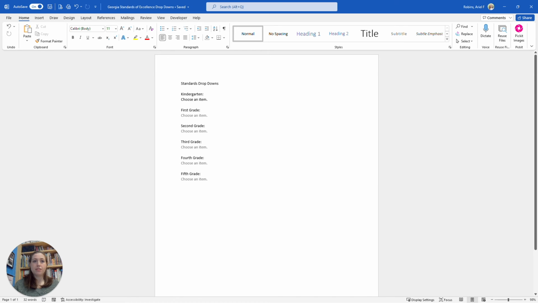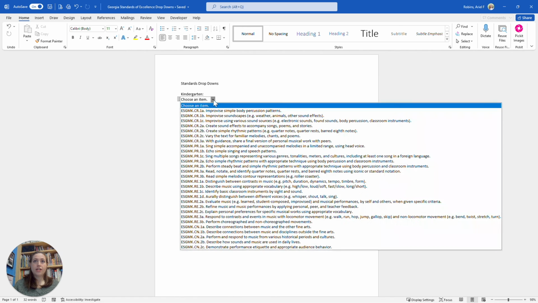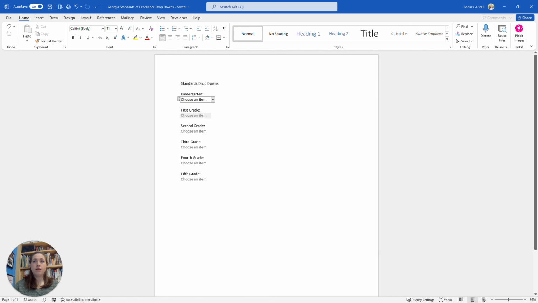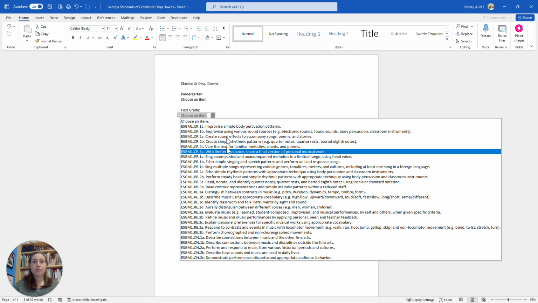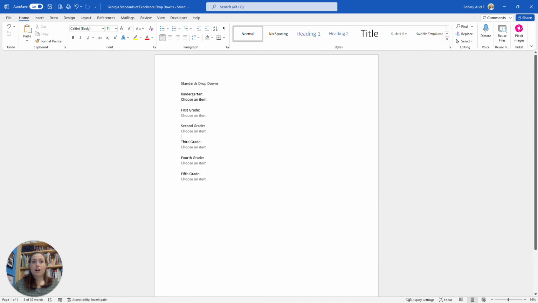So here are those drop downs I was telling you about. Here are the kindergarten drop downs. Here are the 1st grade drop downs. And again, this is all of the 1st grade standards that are listed on georgiastandards.org, which I'll also show you in a second. And so when you get this document, you can just take the 3rd grade standards, copy it, and paste it as many times as your heart desires into your lesson plan. And then that should make life a lot easier for you guys, hopefully.